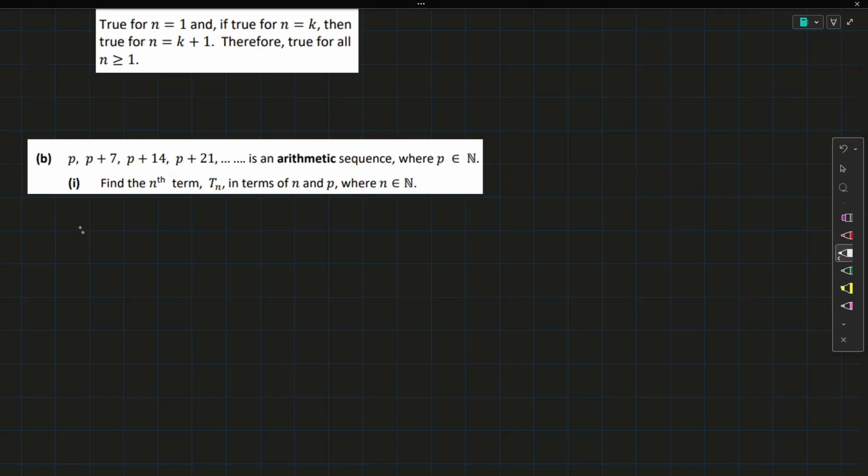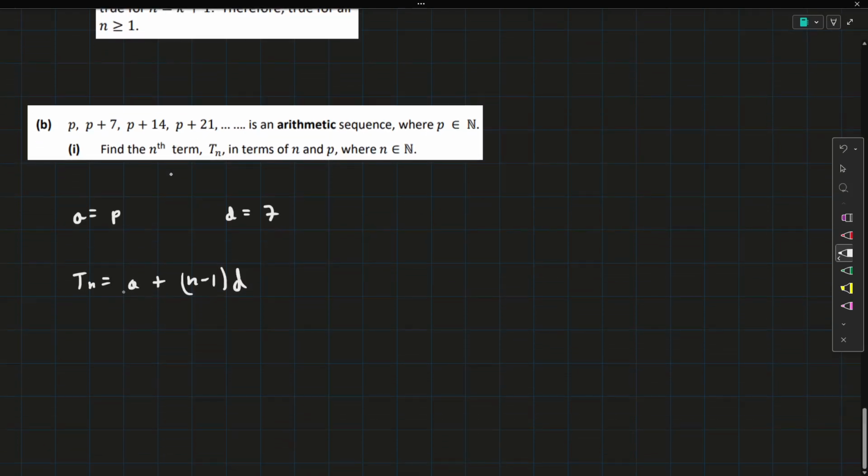Okay, so basically our first term, a, well, that's just going to be p. And our common difference, you can see it's going up by 7 each time. So then you can use the formula in the tables book. So tn will be equal to a plus n minus 1 multiplied by d. It's on the sequences and series page. So tn will be equal to p plus n minus 1 multiplied by d, which is 7. So it'll be equal to p plus 7n minus 7.